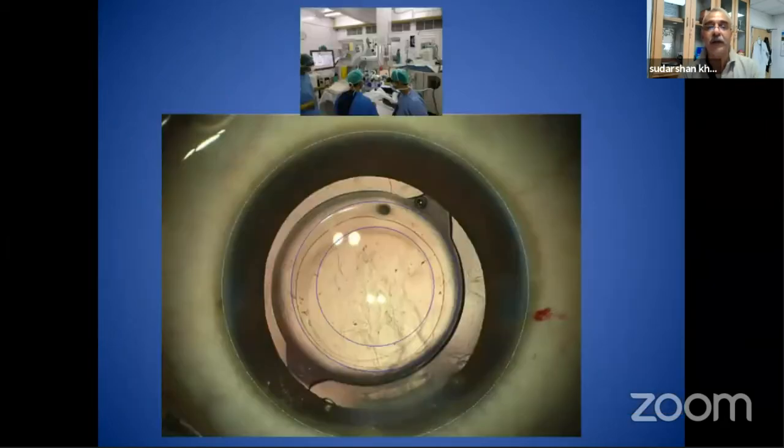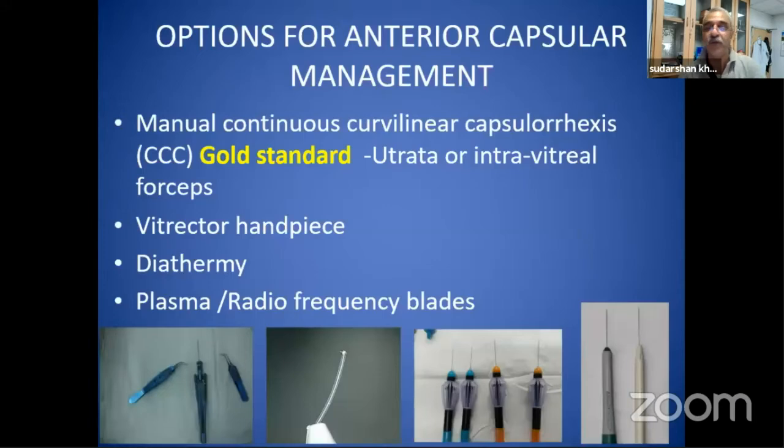So basically, you can use Utrata forceps. But the important thing here is that the incisions have to be very small. And I think I'll go to the video.